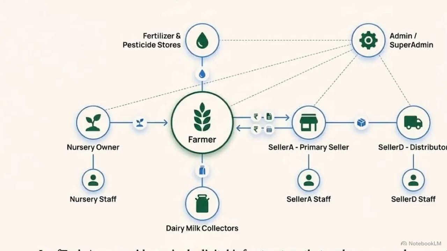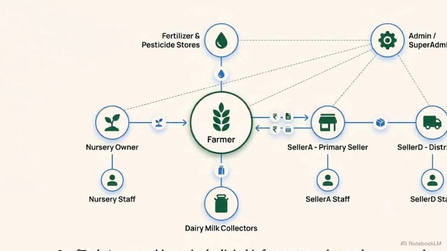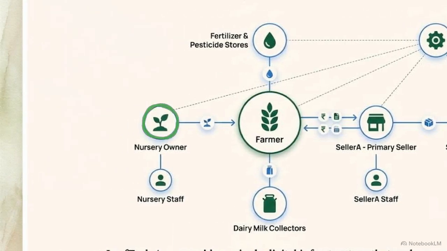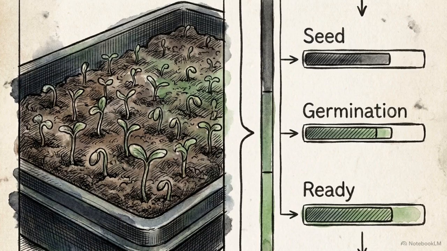We begin at the base of the network graph. The farmer acts as the central hub and primary data generator of the entire assembly model. Expanding the graph outward introduces the first connected node, the nursery owner, whose plant production directly feeds the farmer's operations. The nursery module operates as a comprehensive seed-to-sale enterprise resource planning system, managing the entire production lifecycle rather than simply acting as a digital storefront.